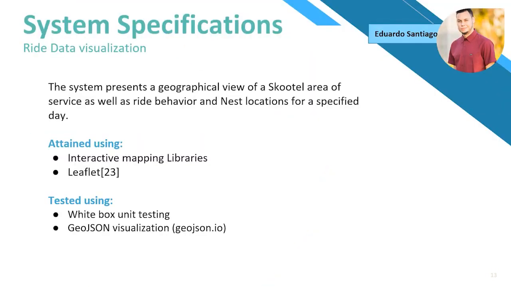System specifications are in accordance to design criteria for the project. First, users needed to be able to create and manage service areas and nest configurations, as well as to visualize, write data, and extract behavioral information. These features were attained by using a combination of interactive mapping libraries like OpenStreetMap and Leaflet, an open-source interactive JavaScript library. The testing was done using Whitebox unit test and using GeoJSON.io for geographical data visualization.